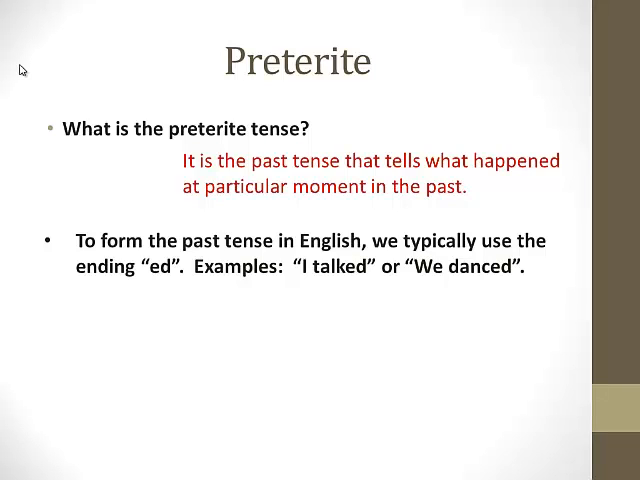For example, I arrived at school this morning at 7:30 a.m. I walked to school. I drank my coffee. All three of those sentences are examples of the preterite, or the past tense. To form the past tense in English, our typical formation is to just add ed. An example, I talked or we danced.